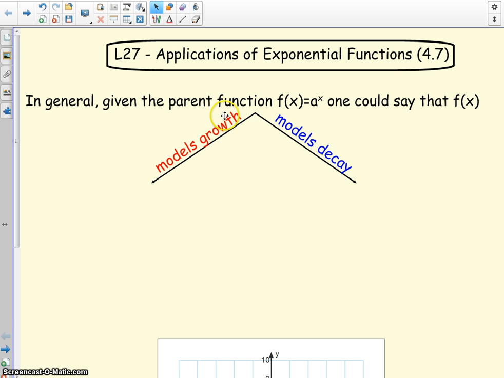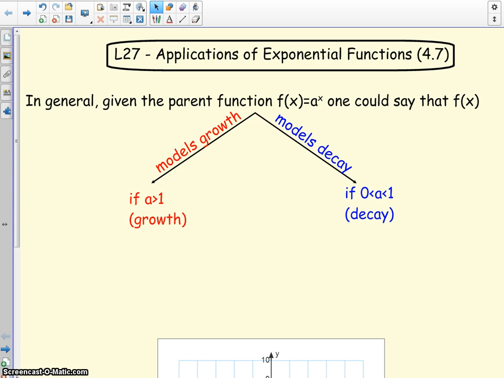Whether the function models growth, so it's increasing, or models decay, or is decreasing, depends on the base. So if the base of the parent function is greater than 1, we have something that represents growth. And if the base of the function is between 0 and 1, we model decay. Okay, you can't have a base that is negative. So the base is either going to be between 0 and 1, in which case it models decay, or a decreasing exponential function, or it'll be greater than 1, which models growth.